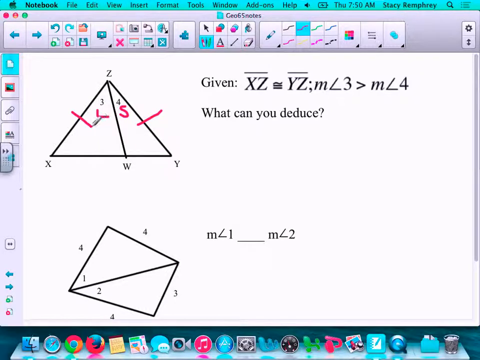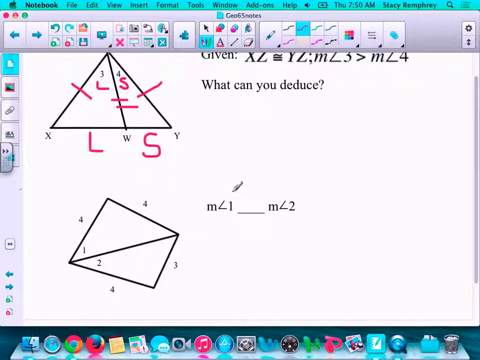Okay. So this is large, this is small. They share XZW. So what can you deduce? Okay, so I have two sets of congruent sides. This is larger than this. So I can conclude XW is larger than WY. Now, some of you are going to try to apply these to things you did yesterday. Remember, you need the two congruent sides.